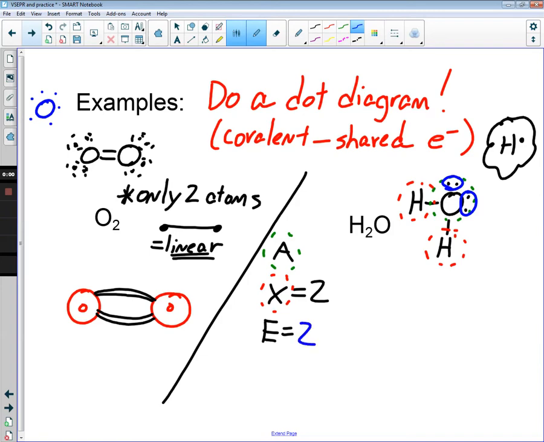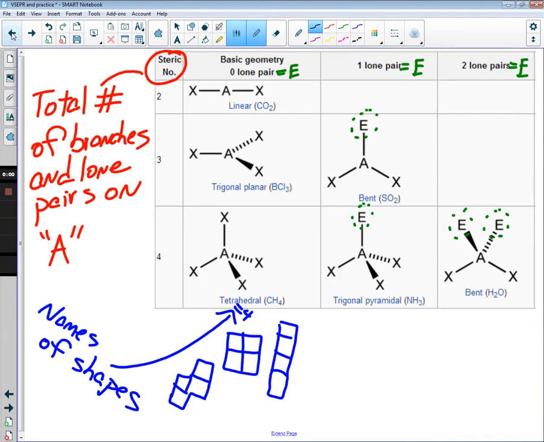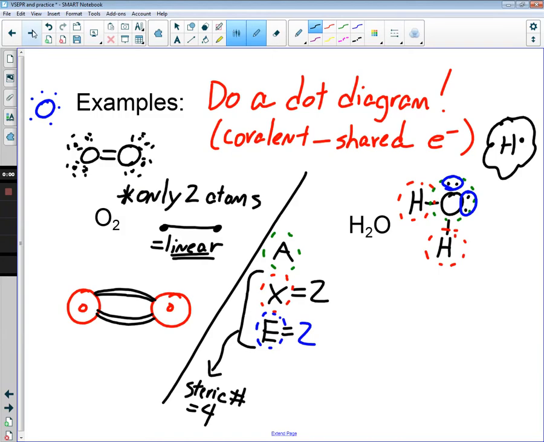Now, if I take my Xs plus my Es to get my steric number, what do they equal? 2 plus 2 equals 4. So steric number is 4. I'm going to come back over to my chart for just a minute. Steric number is 4. That puts me somewhere in this row here. Now, how many lone pairs did I say I had? My letter E? 2.